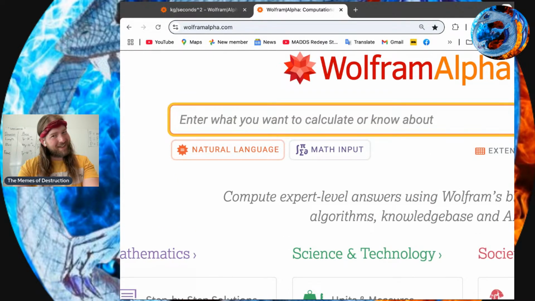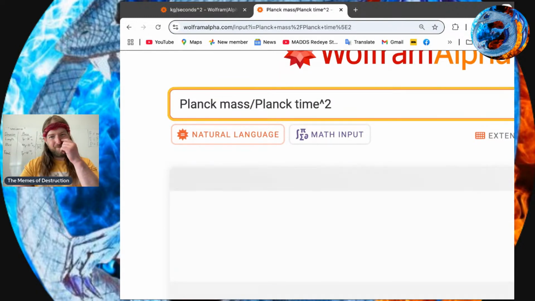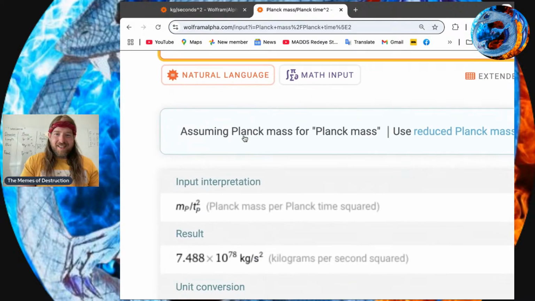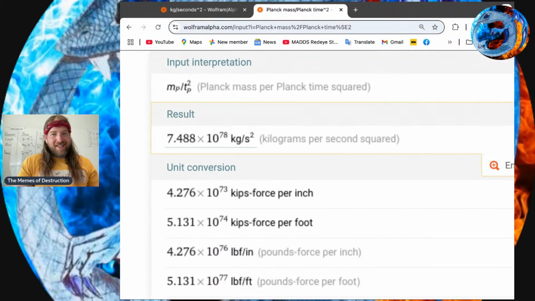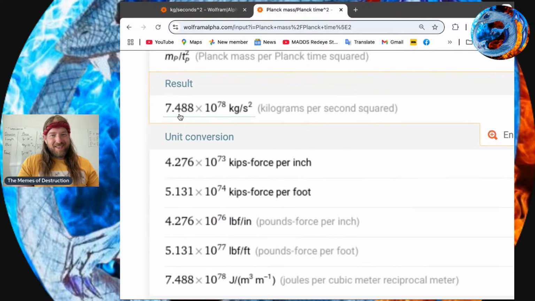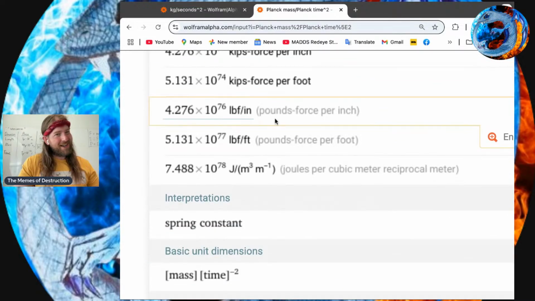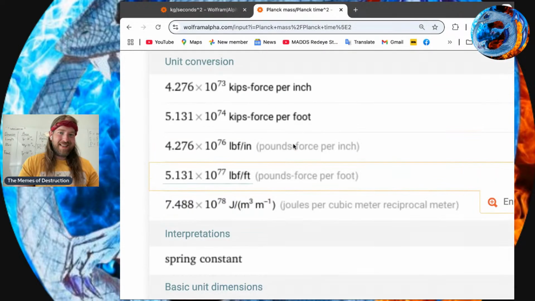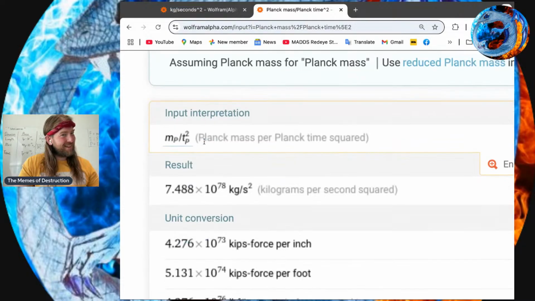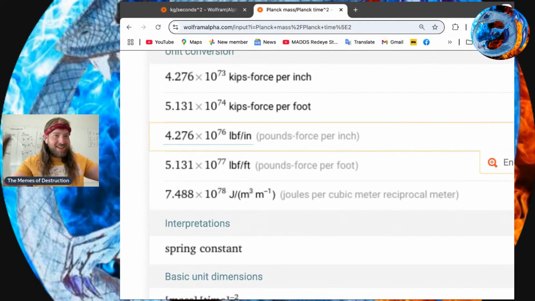Let's just take our Planckian unit. So, Planck mass divided by the Planck time squared. It gives you a ginormous number: 7.488 times 10 to the 78 kilograms divided by seconds squared. What the heck is that? Interpretations: spring constant. That would mean if we're forming it with Planckian units, this is the Planck spring constant.